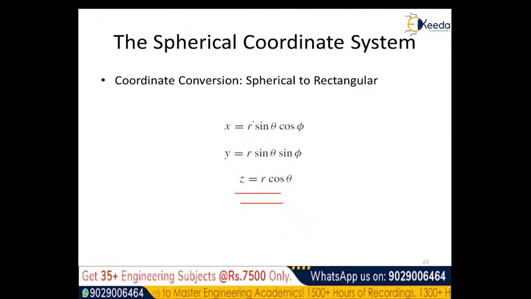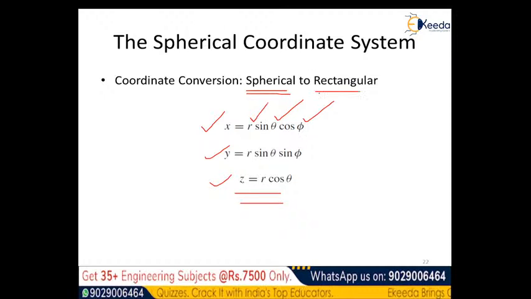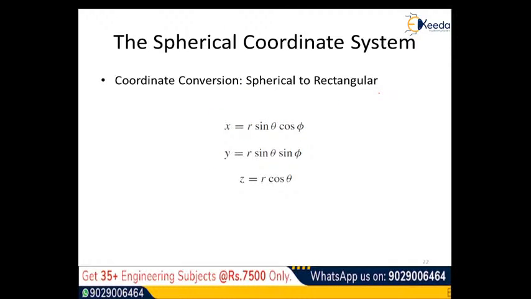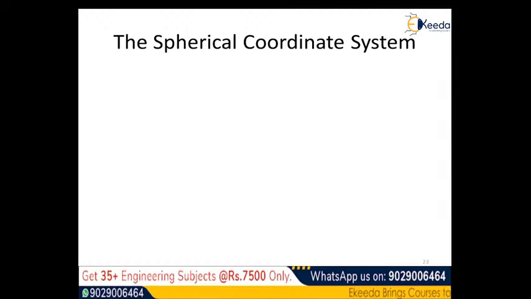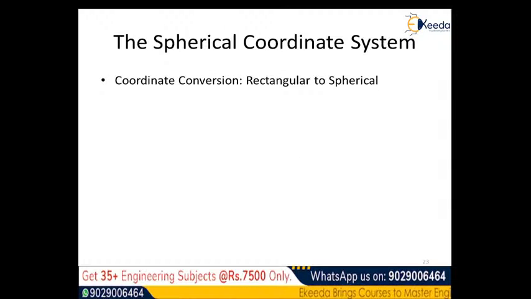So onto the right hand side, if you know the values of the spherical coordinates, r in terms of meters or centimeters, theta and phi in terms of degrees or radians, then you shall be able to determine the values of x, y, z and express the given details in the rectangular coordinate fashion. Now we will try to get this reversed. For that purpose, we have a coordinate conversion from rectangular to spherical.